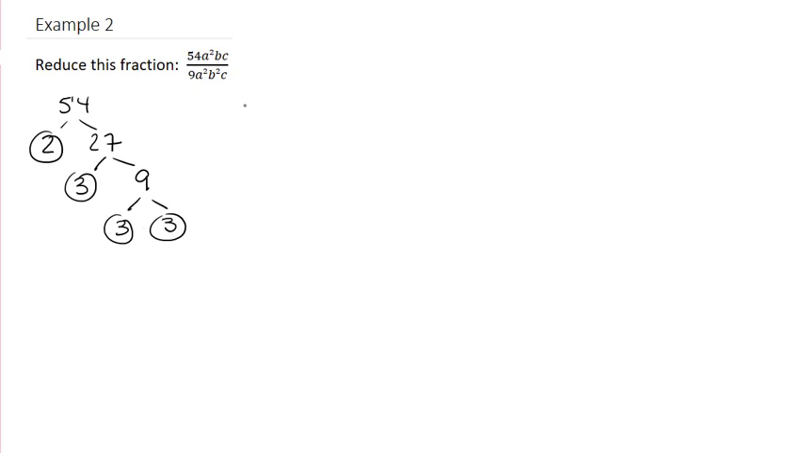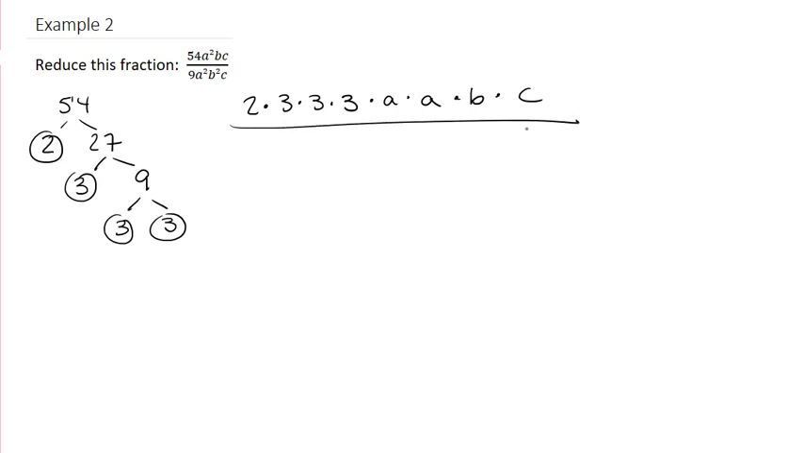So let's go ahead and write those out. So we have 2 times 3 times 3 times 3. And then let's write a times a, as there's 2 a's because it's a squared, and then times b times c. Now below we're going to write 9, but we're going to divide that out, which can be divided into 3 and 3. So we have 3 times 3. We have a times b times b times c.